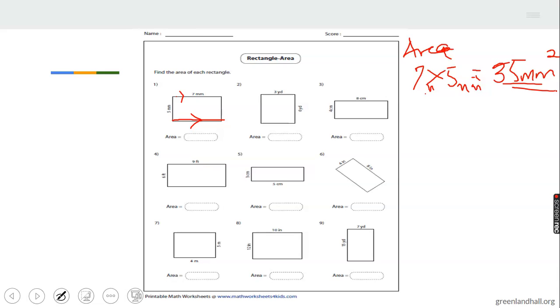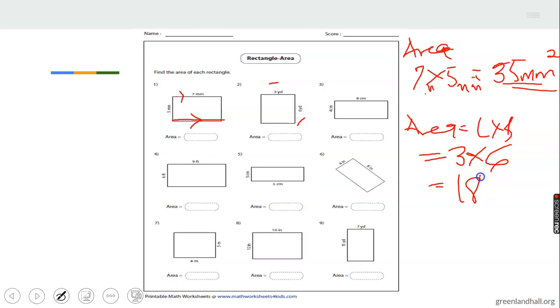Look at the second one. We have 3 yards here, then 6 yards. How do we get the area? The same formula we've been using. Area is also length times breadth. This is a rectangle because they are not the same size, which is 3 yards times 6 yards. So what do we have? 3 times 6 is what? 18 yards squared. Can you see that? So that's how we calculate area.